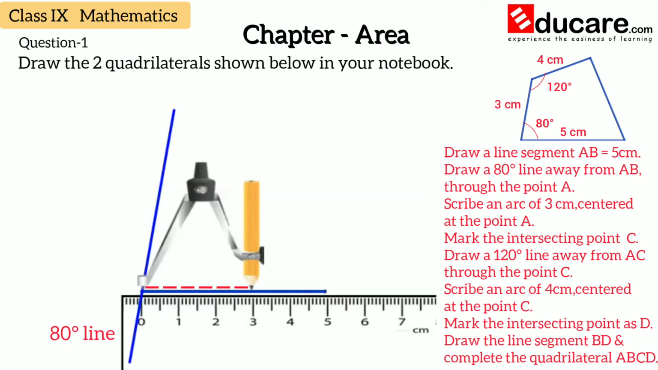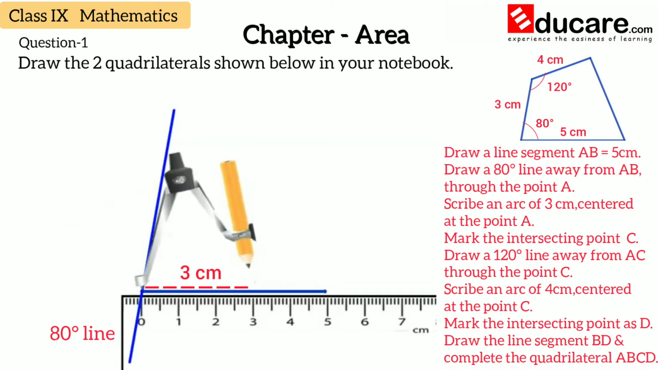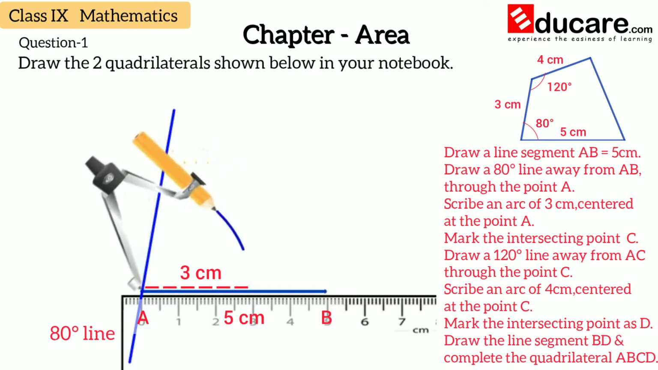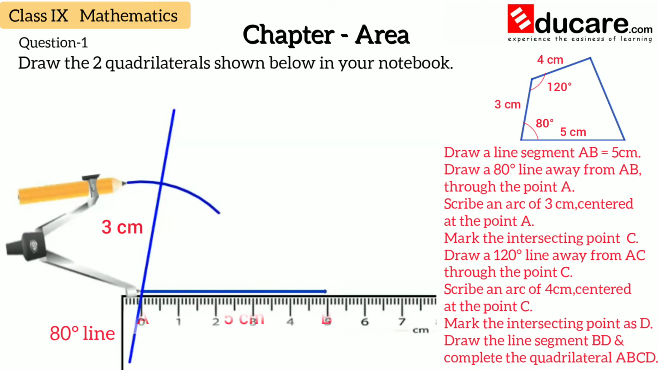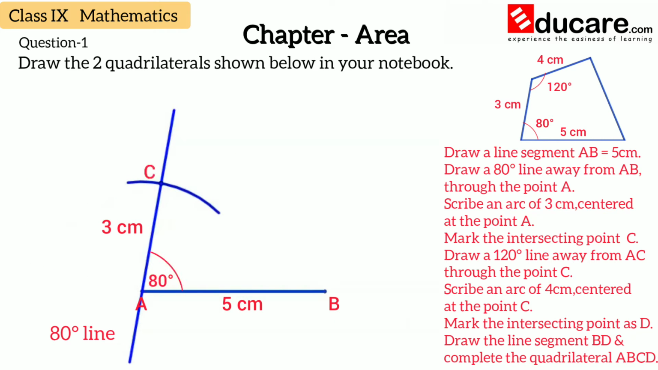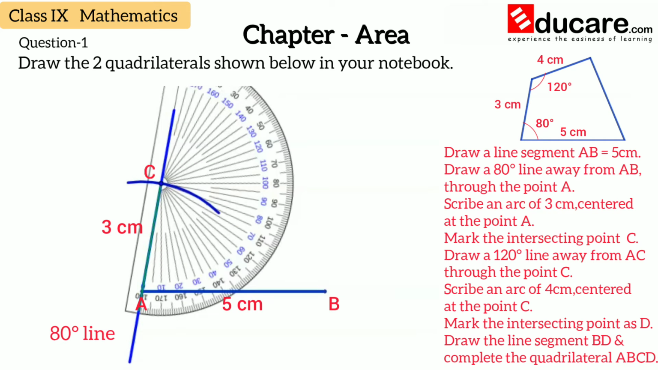Scribe an arc of 3 centimeters centered at the point A. Mark the intersecting point C. Draw a line of 120 degrees away from the line segment AC through the point C.